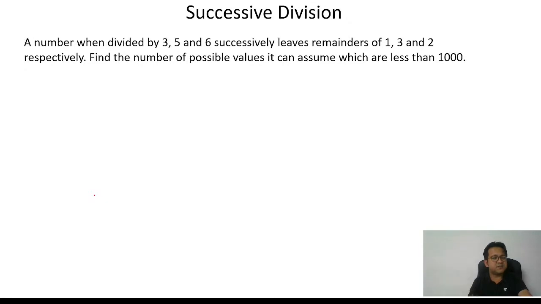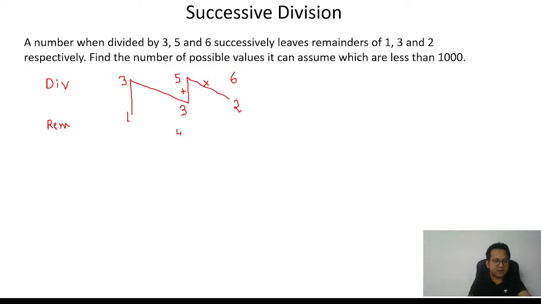So remember the concept of successive division. How will you do it? There was a shortcut. The shortcut was, what are you dividing with and what are the remainders? Write down the numbers 3, 5, 6. What are the remainders? 1, 3, 2. You cross, like this. So first step was 2 into 5. 2 into 5 is 10. 10 plus 3, 13. 13 into 3, 39. 39 plus 1, 40. So 40 is the first such number which will satisfy this condition.